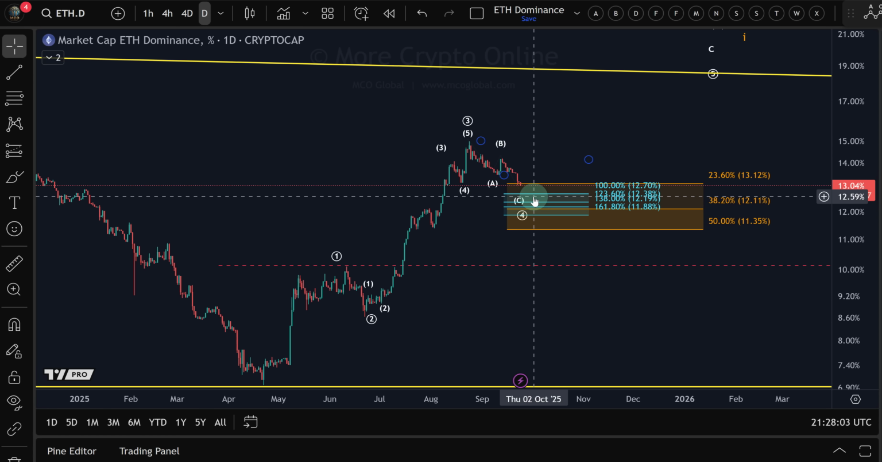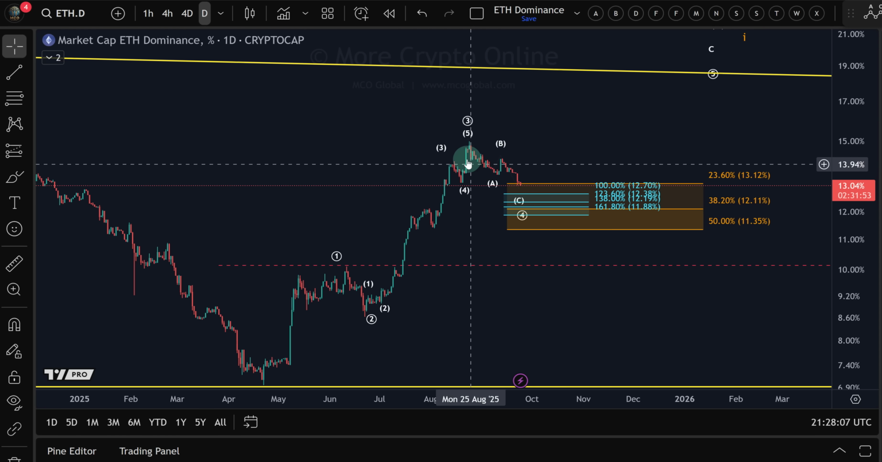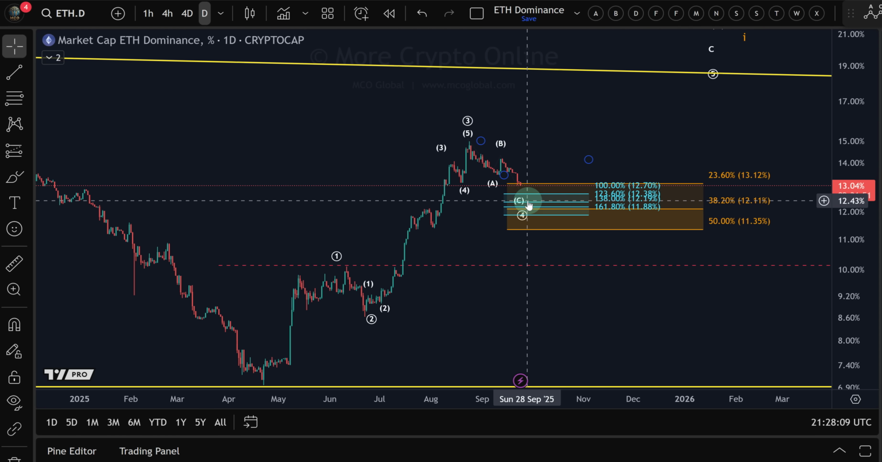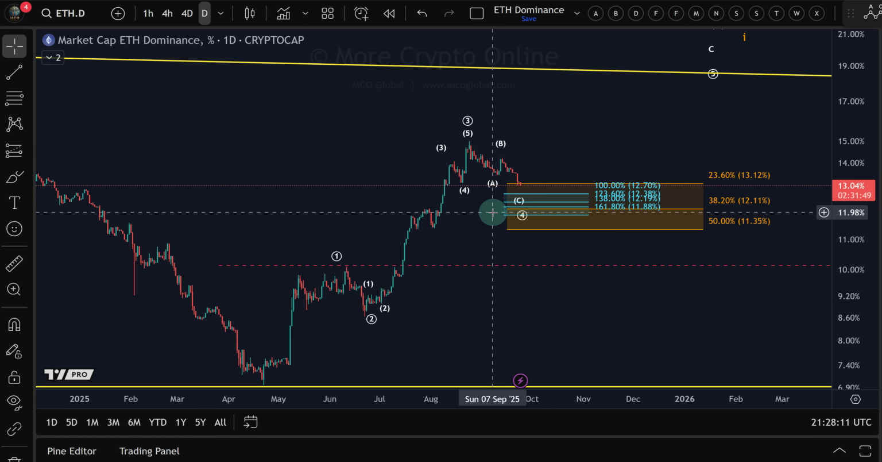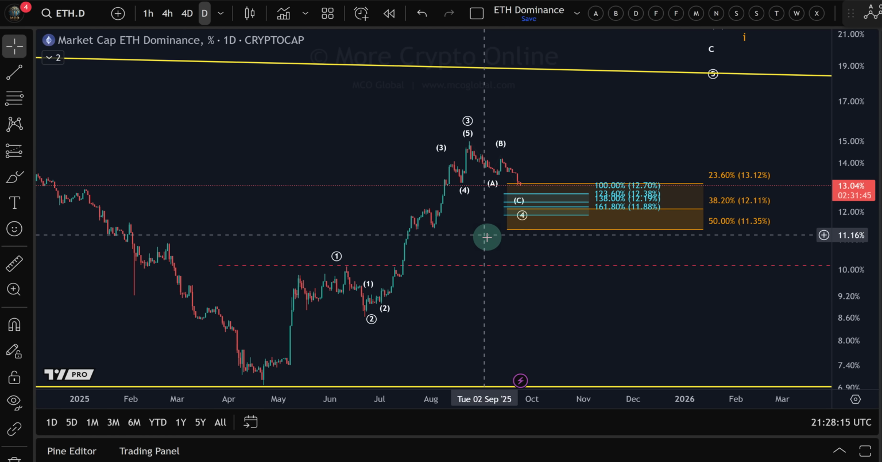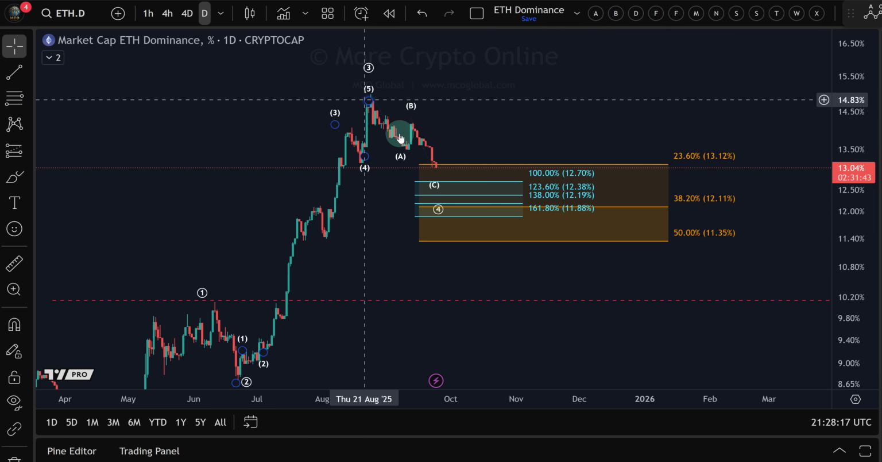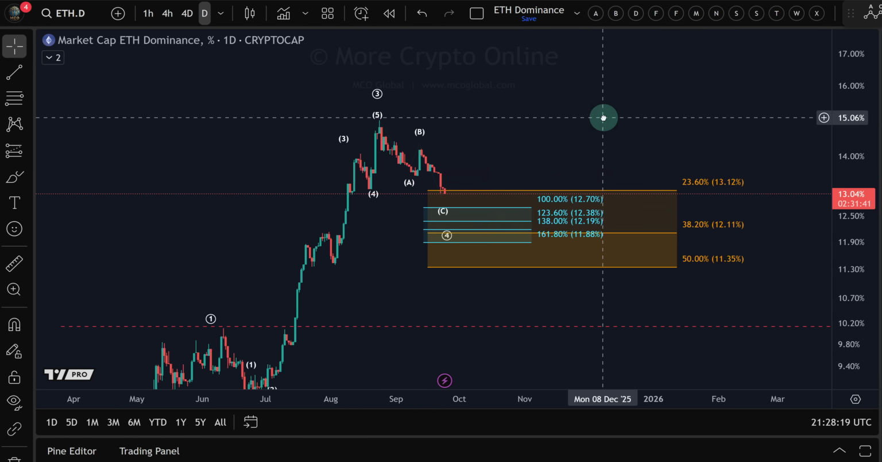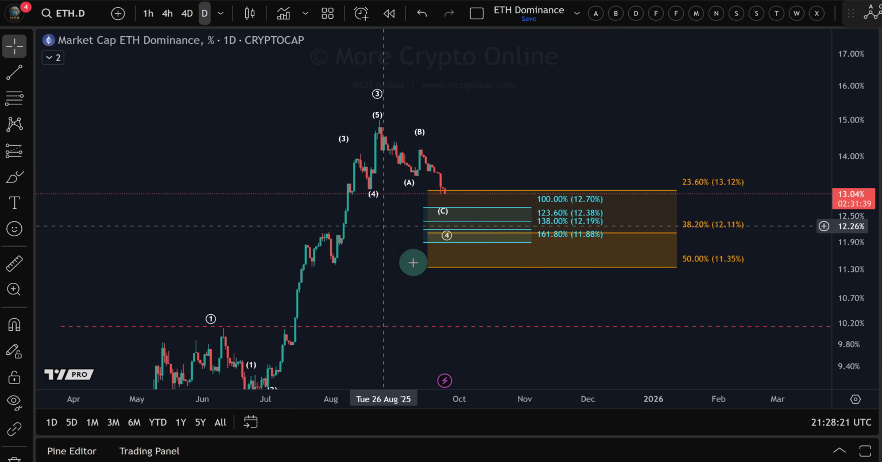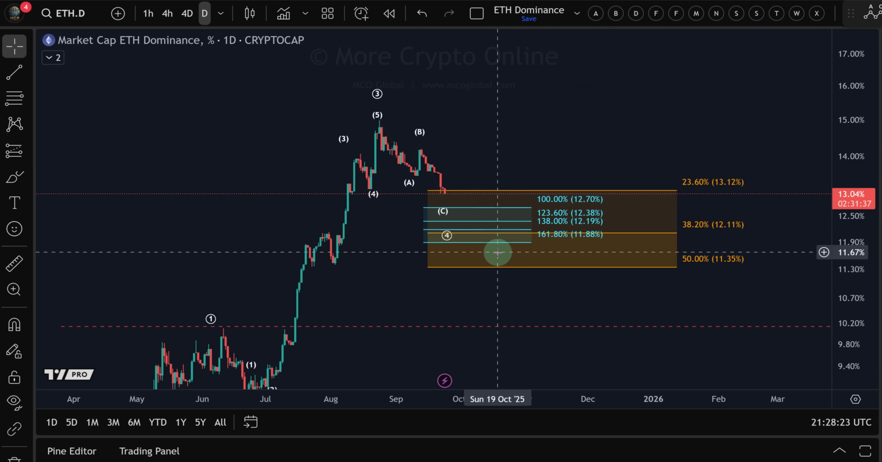Ethereum dominance, however, is in a clearer ABC structure, nearly looks like a so-called Elliott wave zigzag correction. Whereas Ethereum USD, and we're going to take a look at that, is rather in a sideways consolidation. This here is not so much sideways. I guess you agree. The support area for this wave 4 is between 11.3% and 13.12%.